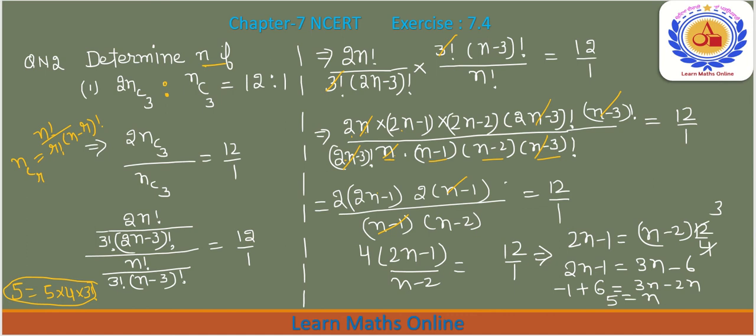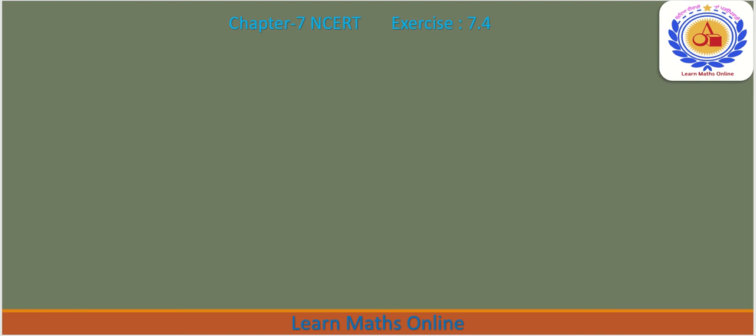After the cancellation we are left with 2n minus 1 is equal to 3n minus 6, and this term will be shifted to the right hand side, 3n minus 2n, and the minus 6 will be shifted to the left hand side, minus 1 plus 6. In this way we got n is equal to 5. So our answer is n is equal to 5. We were to calculate the value of n. So now move towards question number 3.